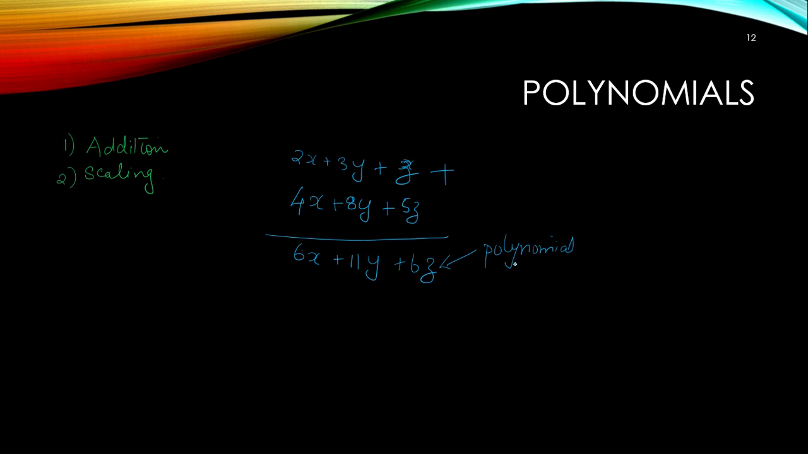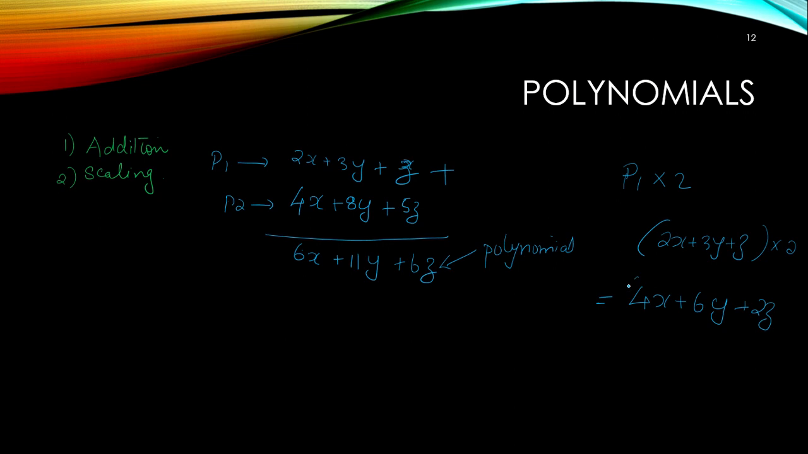Now I am going to multiply the first polynomial. This is polynomial 1 and this is polynomial 2, and I want to multiply p1 by 2. What happens? 2x plus 3y plus z times 2 gives you 4x plus 6y plus 2z. It remains a polynomial, so the scaling operation is also satisfied. So we can say a polynomial is a vector. We can consider polynomials as vectors.